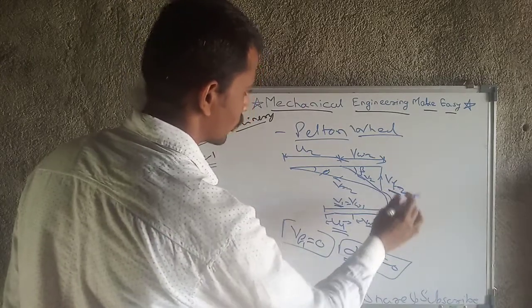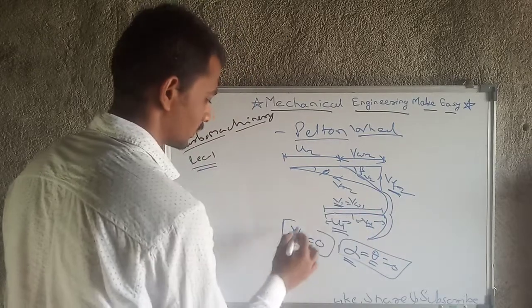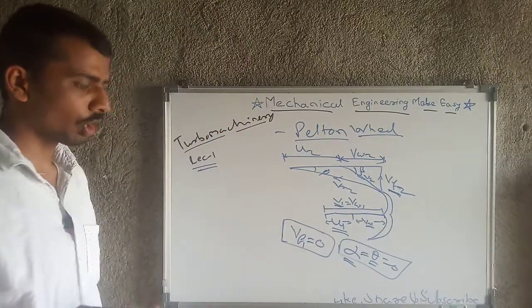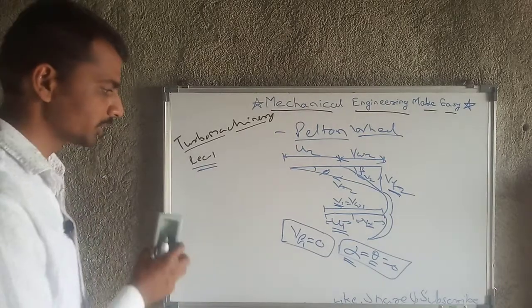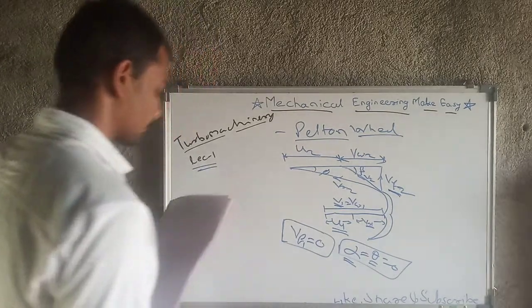Here that flow component of velocity is present, but here the flow component of velocity is absent, so Vf1 is 0. This is all about the velocity triangle. Draw this figure. If you have any confusion, then you can comment to me.